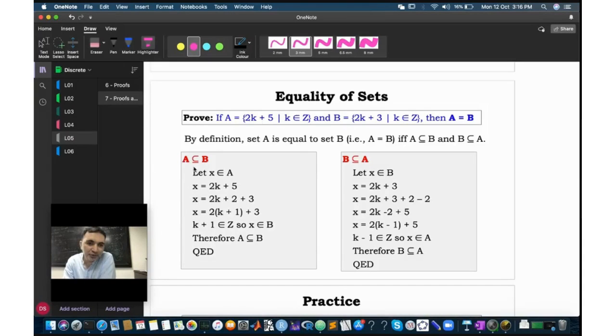So over here I prove that A is a subset of B. You start with an arbitrary element x in A. I can write x as 2k plus 5, which means I can write it as 2k plus 2 plus 3. 5 can be written as 2 plus 3, so I can write it as 2(k plus 1) plus 3. K plus 1 is an integer: if k is an integer, then k plus 1 must be an integer as well. Which means that x is in B, because that was the definition of B: 2k plus 3 for some integer k, and that's why we are done.